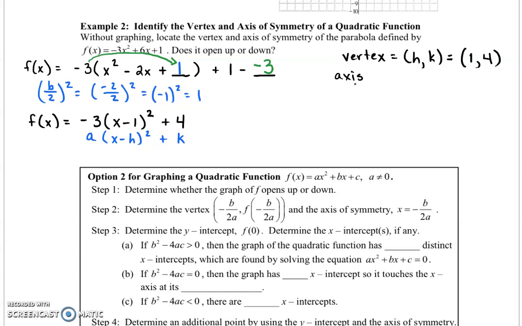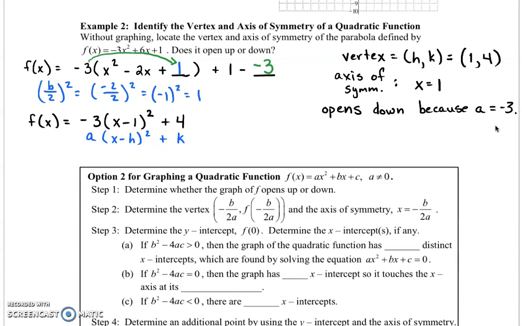The axis of symmetry is always x equals the x coordinate of the vertex, so that's 1. And then, does the parabola open up or down? It opens down because a is negative.